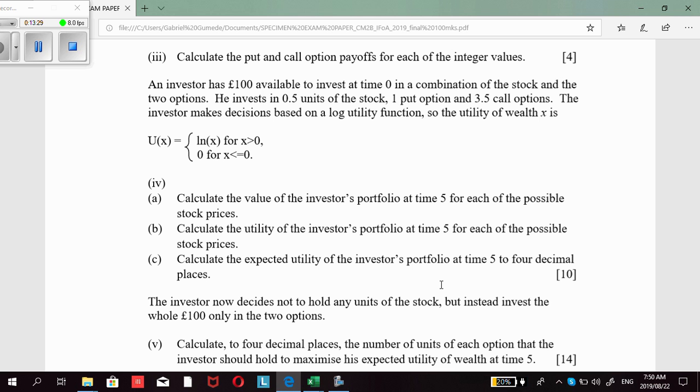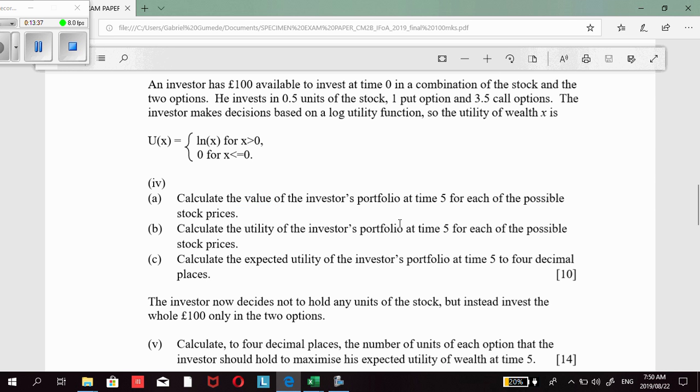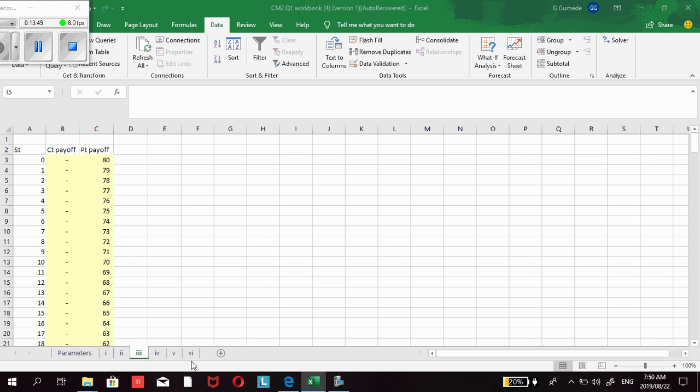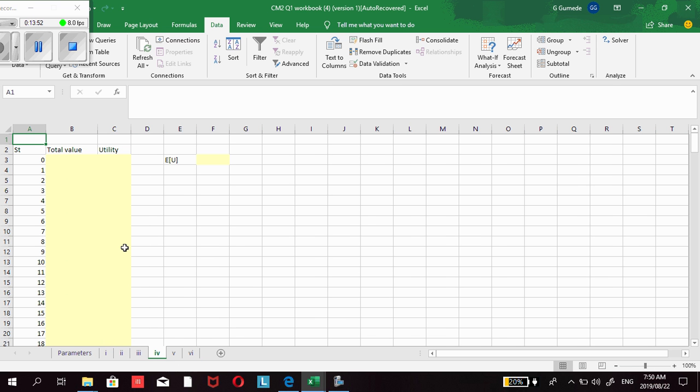Now, part IVA says calculate the value. That word there is extremely important. The value of the investor's portfolio at time 5, which is at maturity, for each of the possible stock prices. Okay, let me go to my spreadsheet here. So this is part IV. Now, do you agree with me that the value of the investor's portfolio will be made up of shares, the call option and the put option?